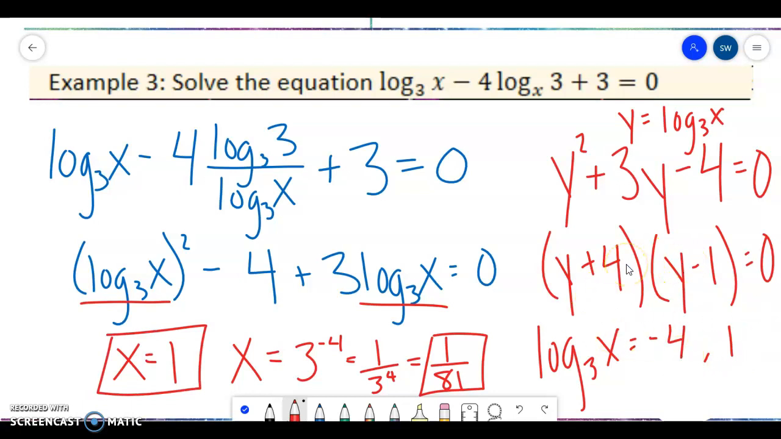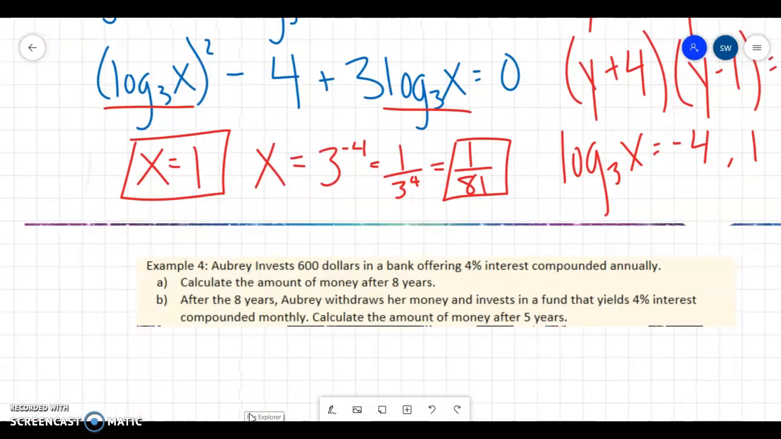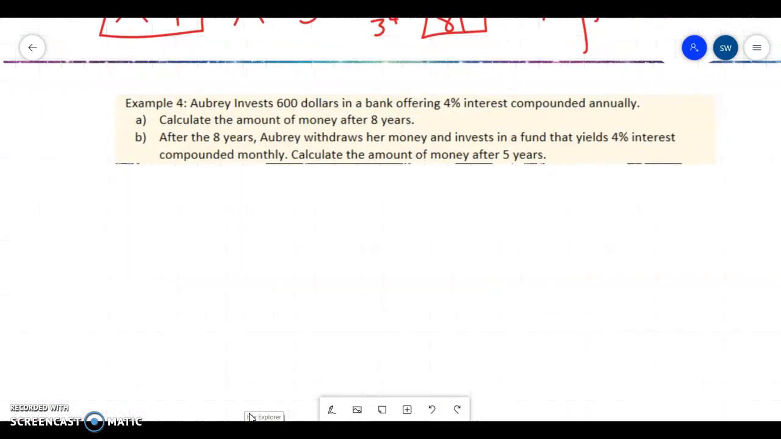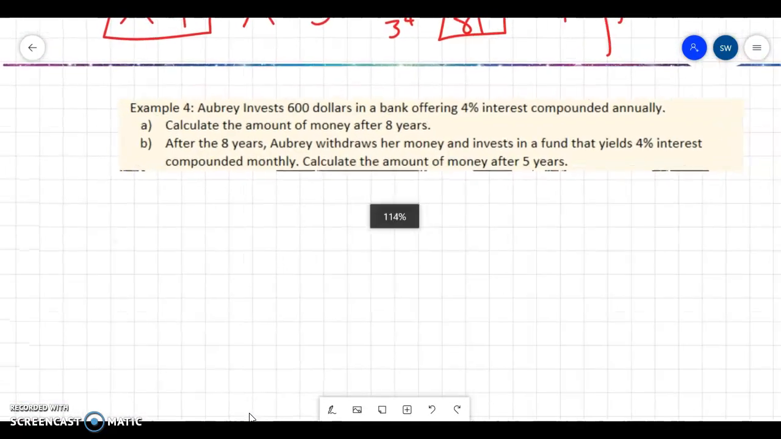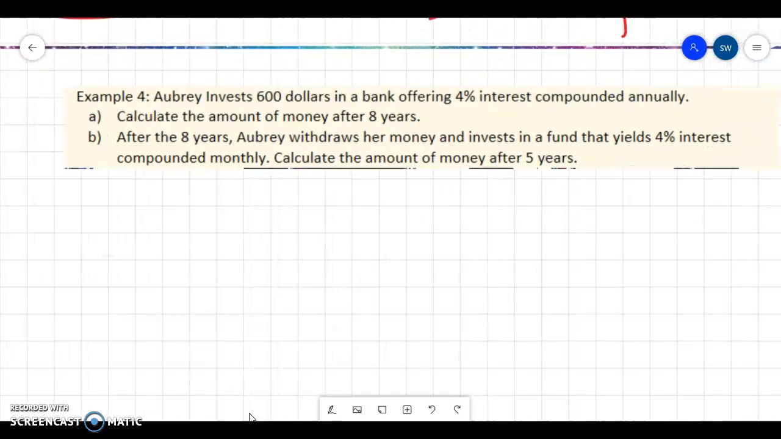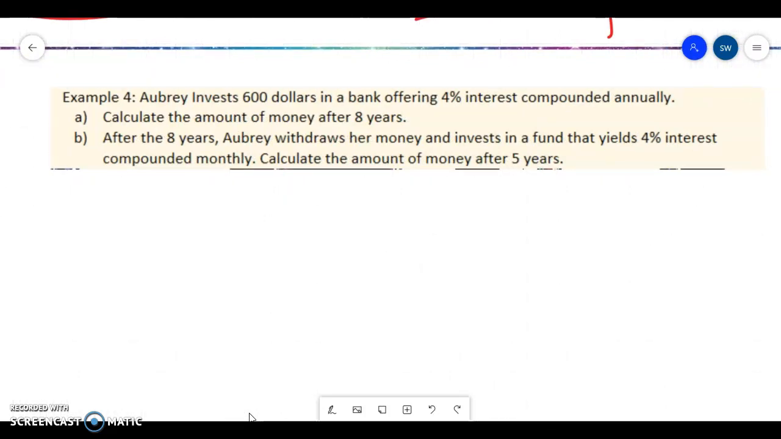Alrighty, so that's that. Hope that made sense. Now we're going to do 2 compound interest problems, and we're going to call it a day. Compound interest isn't hard, but I just wanted you to see it. In this first problem, Miss Aubrey takes $600 to the bank, and the bank offers 4% interest compounded annually, and we want to know the amount of money after 8 years.